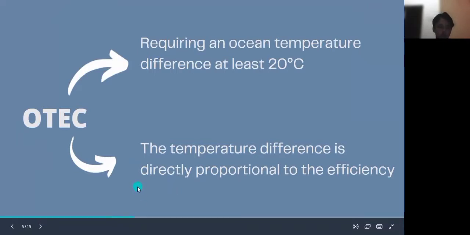To be economically practical, the temperature differential should be at least 20 degrees Celsius in the first 1000 meters below the surface. The greatest efficiency and energy is produced by the largest temperature difference.